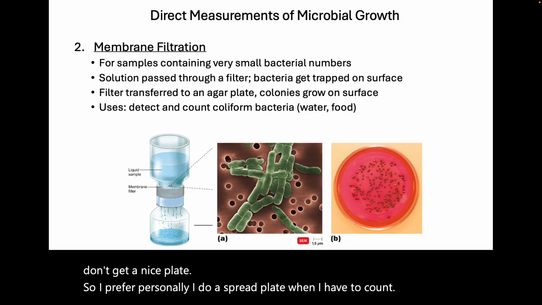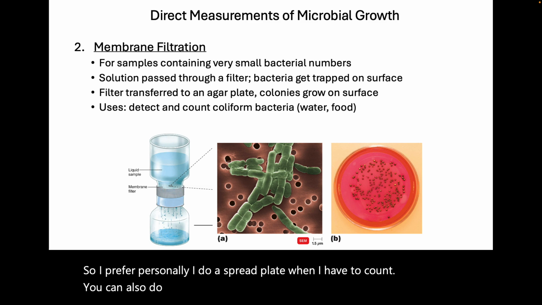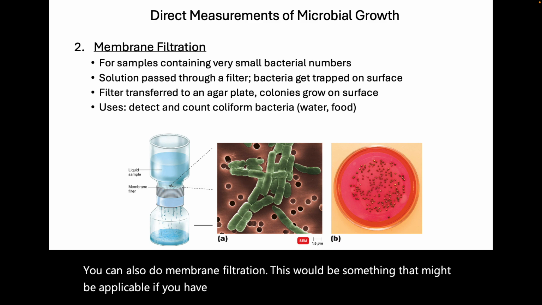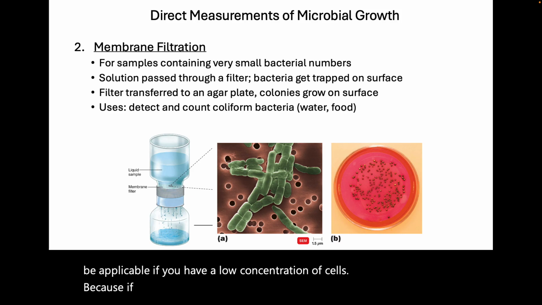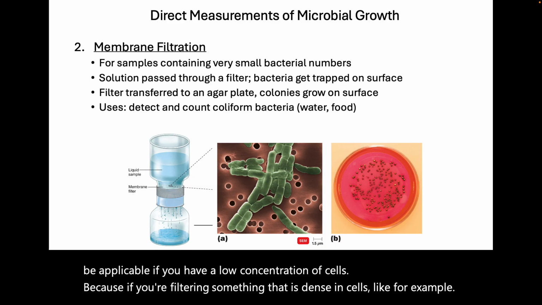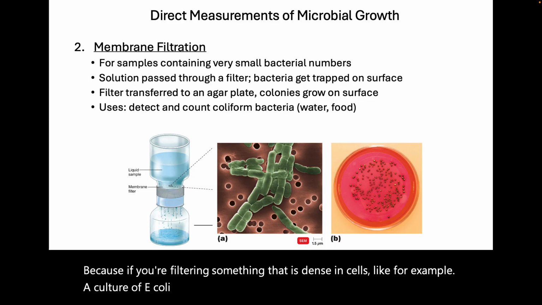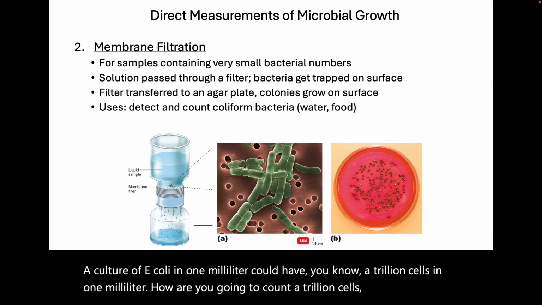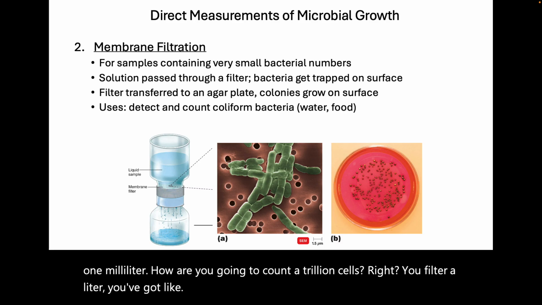You can also do membrane filtration. This would be something that might be applicable if you have a low concentration of cells. Because if you're filtering something that is dense in cells, like for example, a culture of E. coli, 1 milliliter could have 1 trillion cells. How are you going to count 1 trillion cells, right? You filter a liter, you've got more cells than you know what to do with.